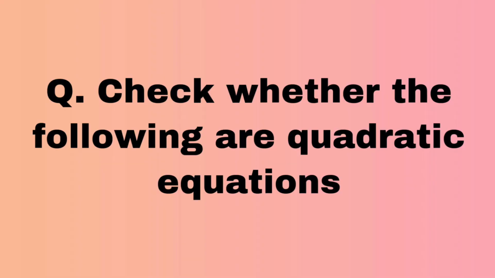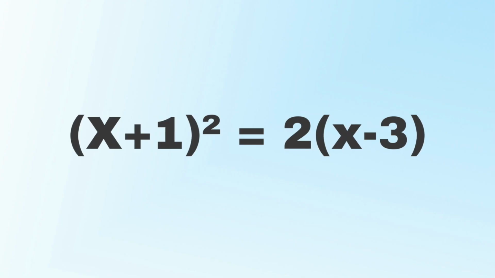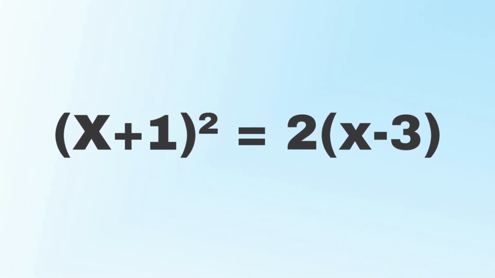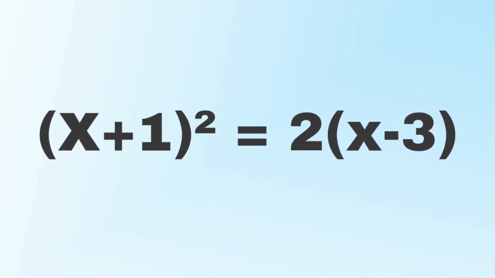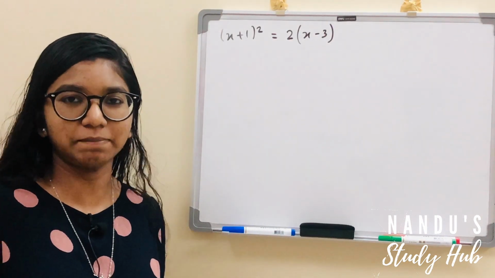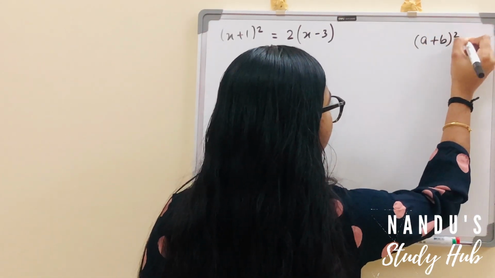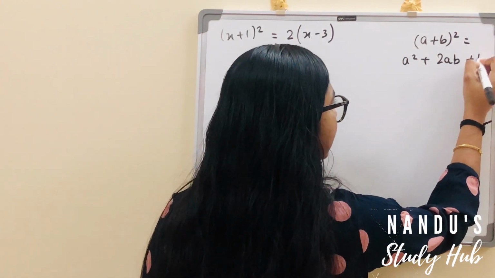So let's start doing the exercise questions. Exercise 4.1. So the first question is to check whether the following are quadratic equations. So my first question is x plus 1 the whole square equals 2 into x minus 3. So as you can see, x plus 1 the whole square is a type of a plus b the whole square equation. So you can write a plus b the whole square. It gives you a square plus 2ab plus b square.